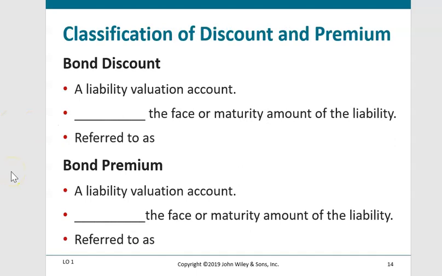Just to review the classification on the balance sheet of the discount and the premium. A bond discount is a liability valuation account. It reduces the face or maturity amount of the liability, and it is referred to as a contra account.